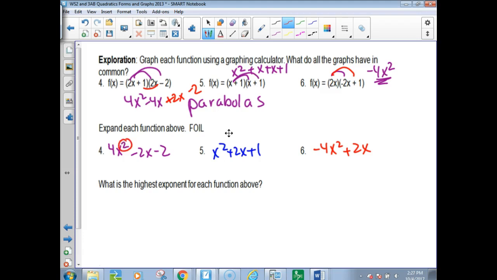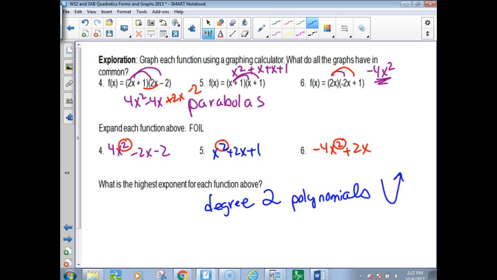And what we notice is all of these have an x squared in them, which makes the highest exponent for each of these functions 2. It is called degree 2 polynomials. Degree 2 polynomials will be parabolas. We will be doing later different powers than this, but this whole unit is on degree 2.